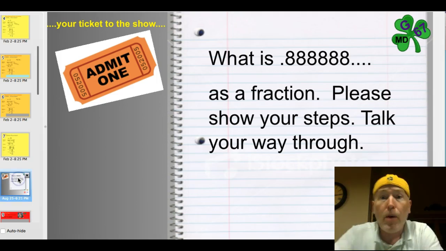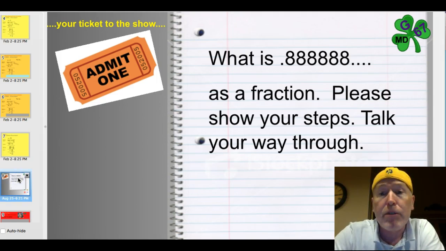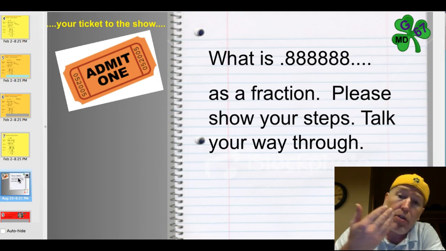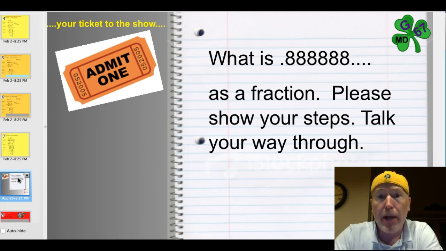All right, here's your trivia question. Here's your ticket to the show. What is 0.8888 or 0.8 repeating as a fraction? Please show your steps and kind of talk your way through it like we did. I think it'll help you. I know it helps me a lot.